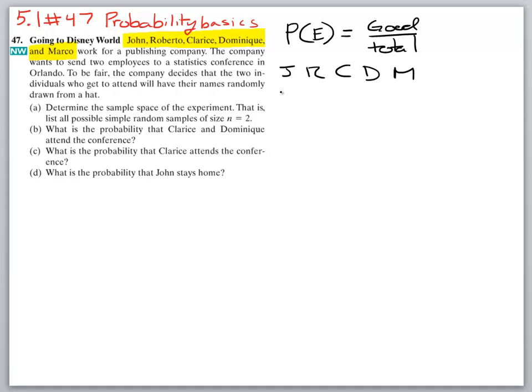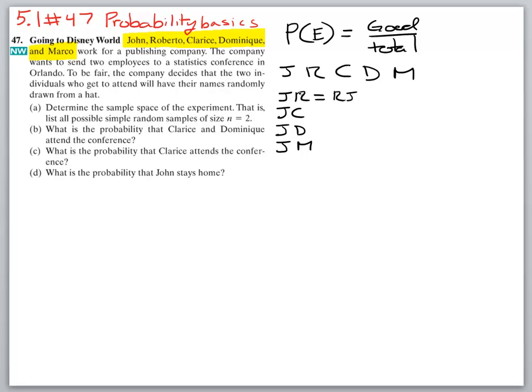Okay, so we can have JR, JC, JD, or JM. Now, because this is 2 people going off to a conference, would RJ be different from JR? You have to see that those 2 things are equal, because picking Roberto and then John versus picking John then Roberto is still the same 2 people going to the conference. So we're not going to bother with listing all these things in both orders.